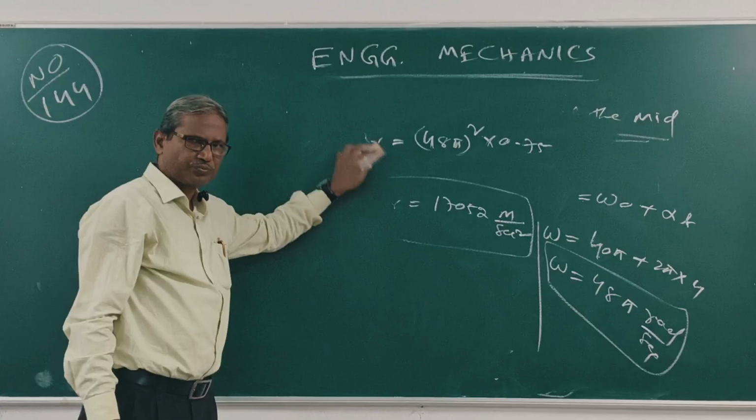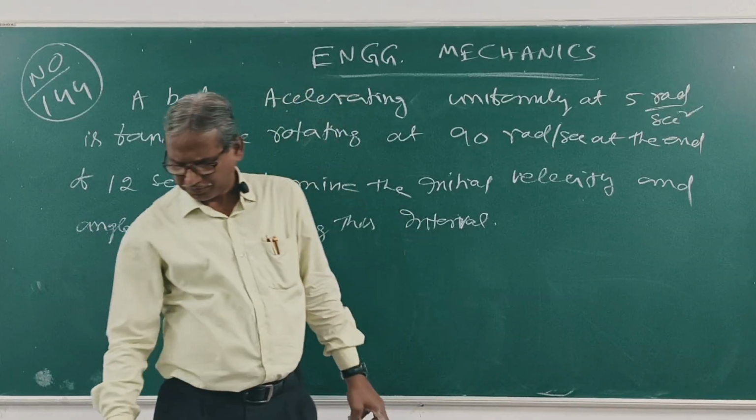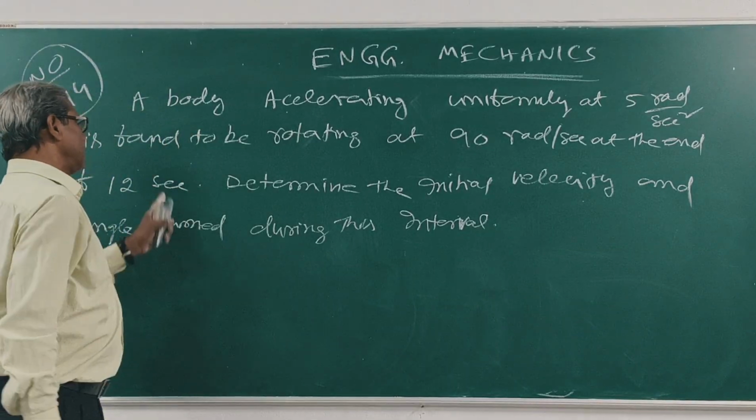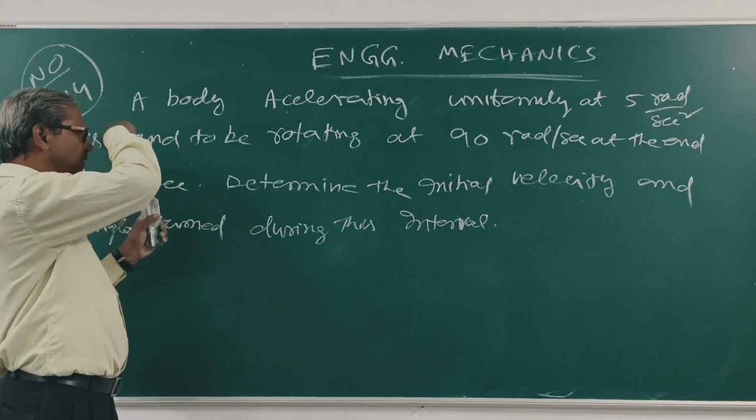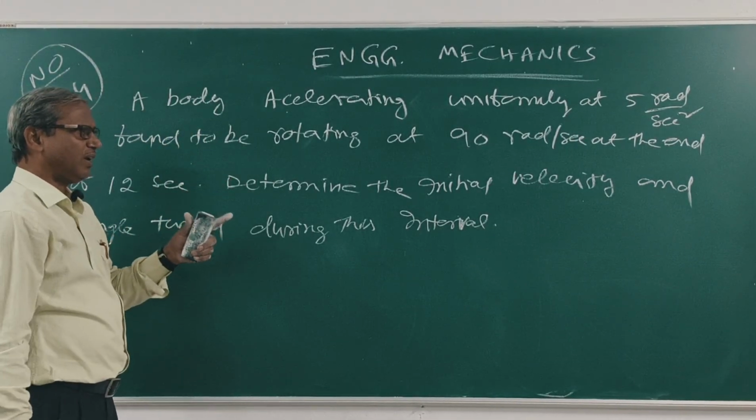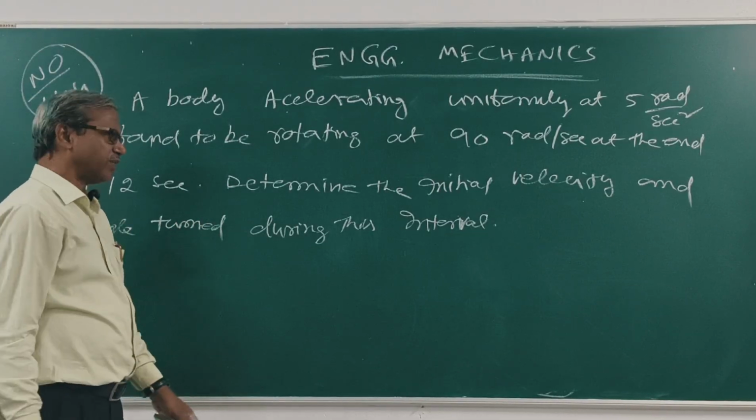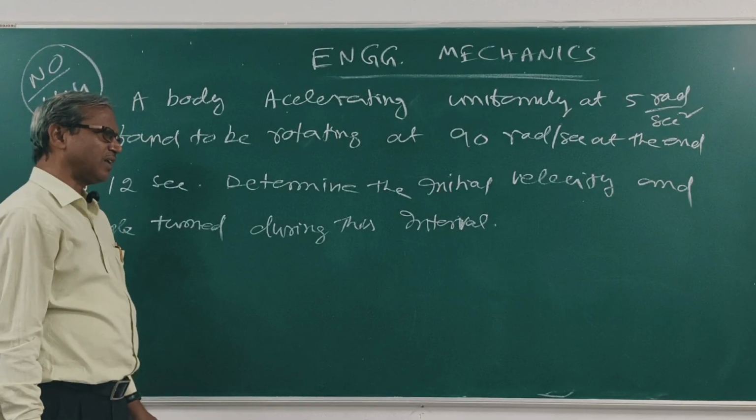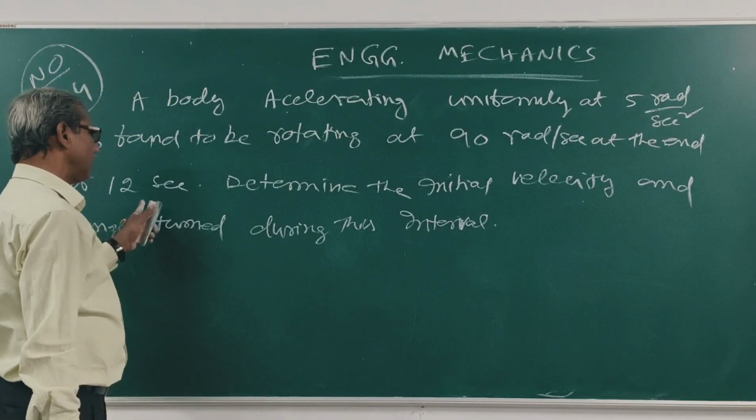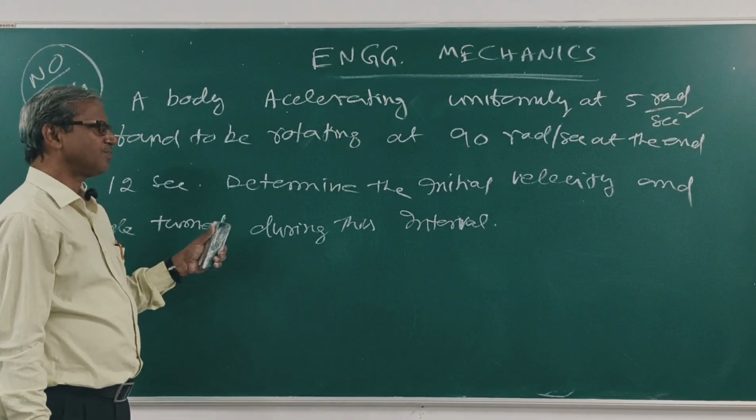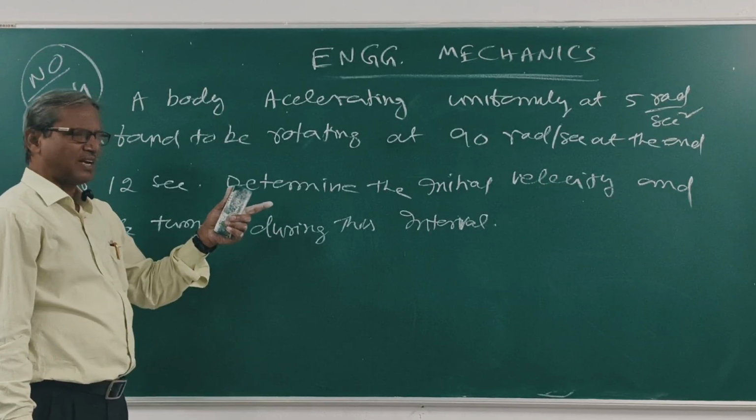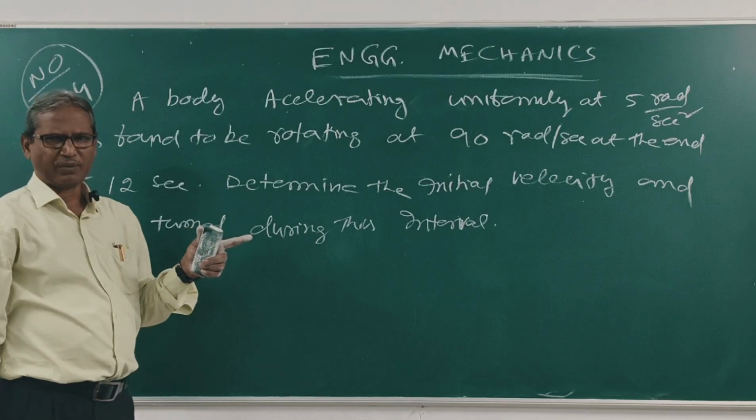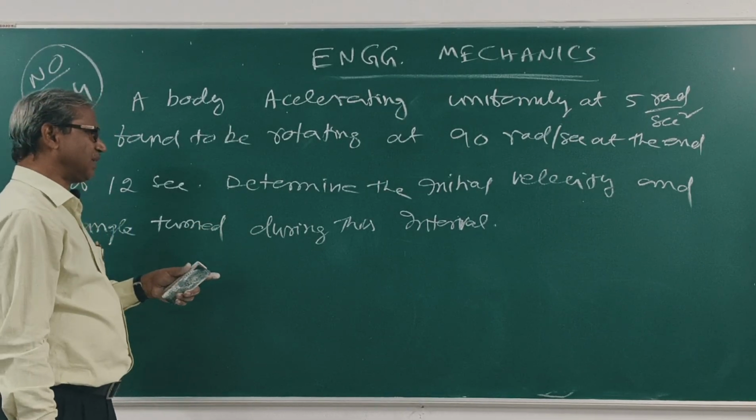Question 144. A body accelerating uniformly at 5 radian per second square is found to be rotating at 90 radian per second at the end of 12 seconds. Determine the initial angular velocity and the angle turned during this interval. First write the given data.